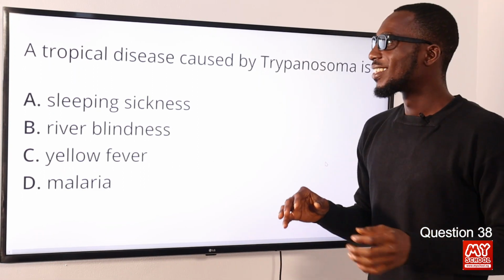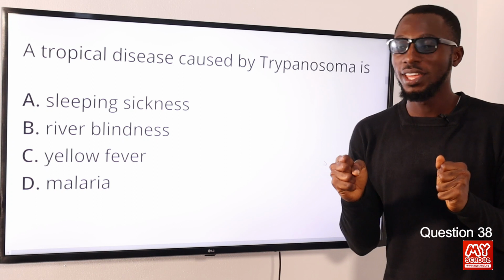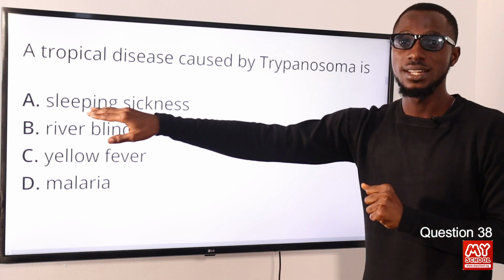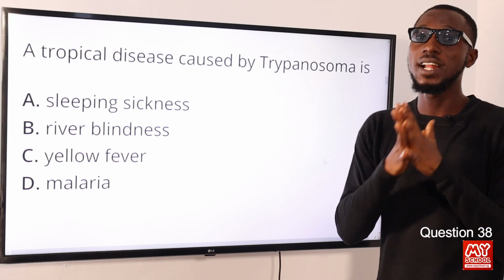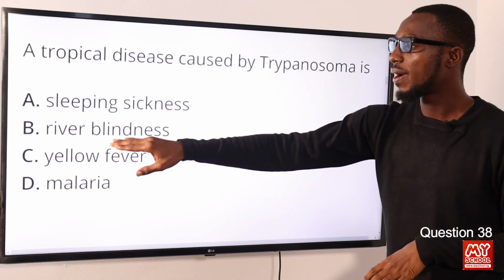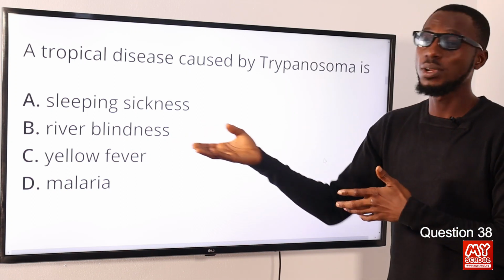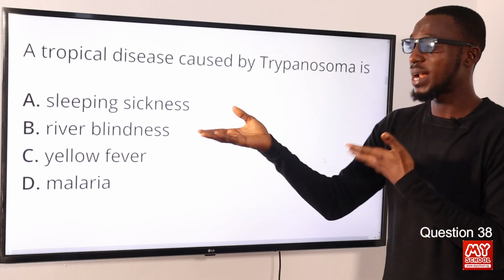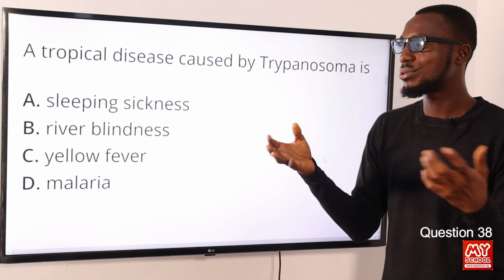Number 38. A tropical disease caused by Trypanosoma gambiense is what? Sleeping sickness. It actually affects the nervous system, through the bite of an infected tsetse fly. River blindness, we are talking about onchocerciasis. This is one of the leading causes of blindness, caused by a parasitic worm.